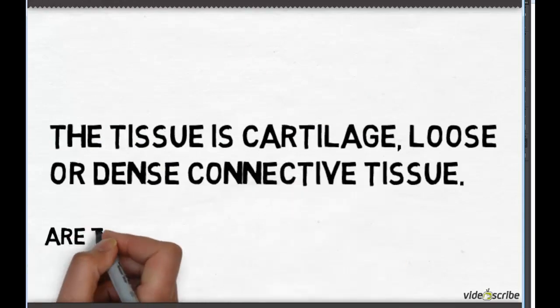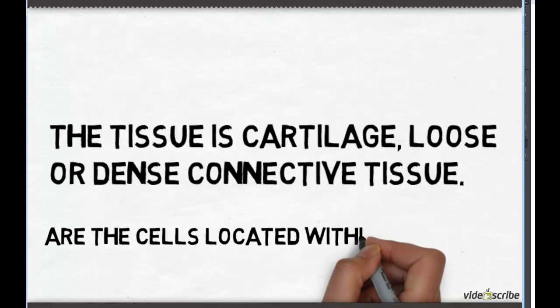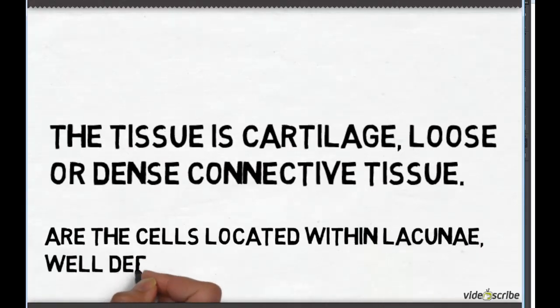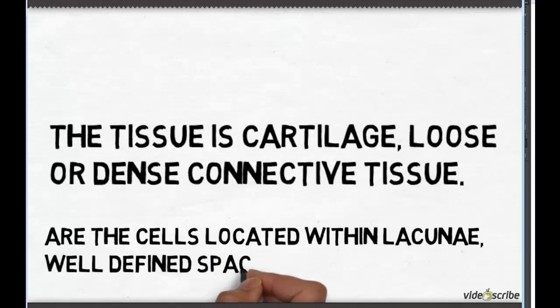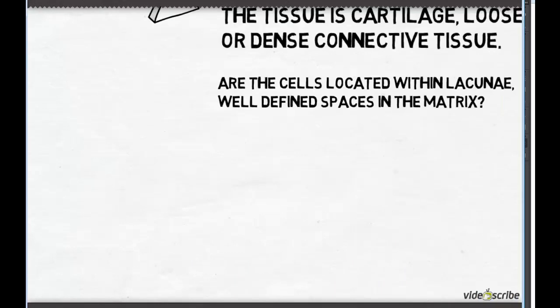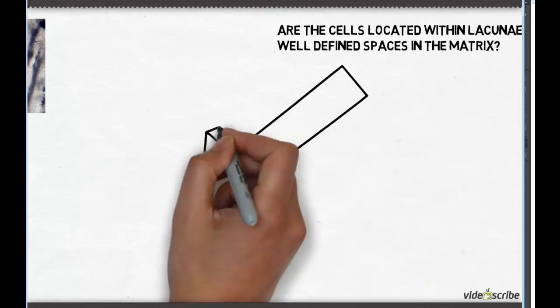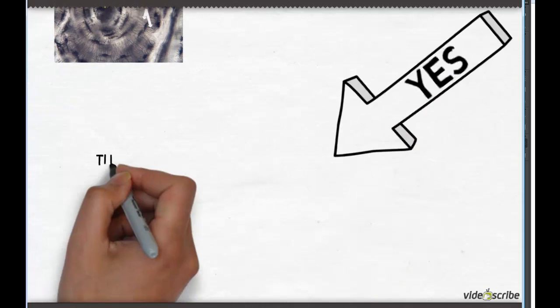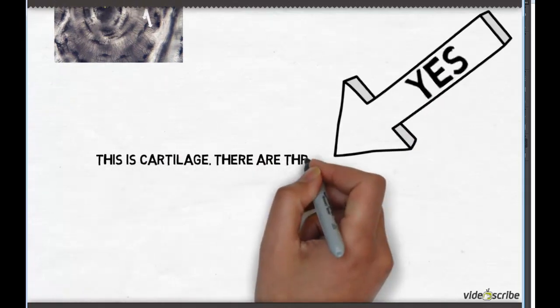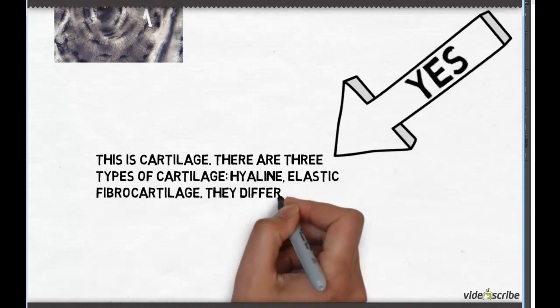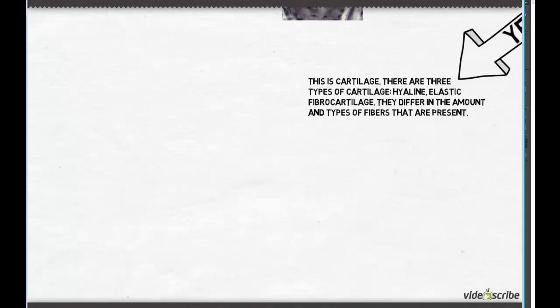To differentiate between these, we're going to ask the question, are the cells located in a lacuna or a well-defined space in the matrix? If the answer is yes, then the tissue is cartilage. There are three types of cartilage: hyaline, elastic, and fibrocartilage. They differ in the amounts and types of fibers found in the tissue.